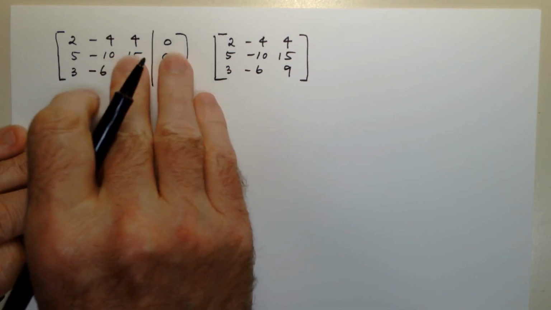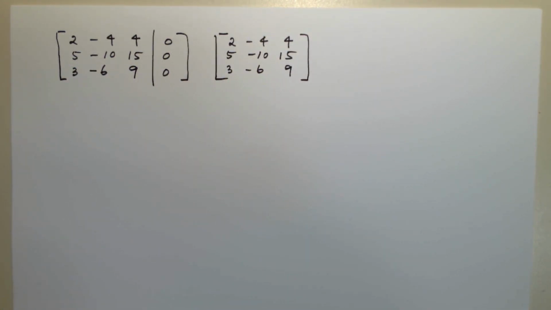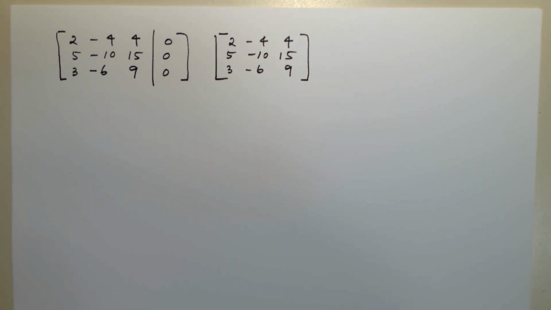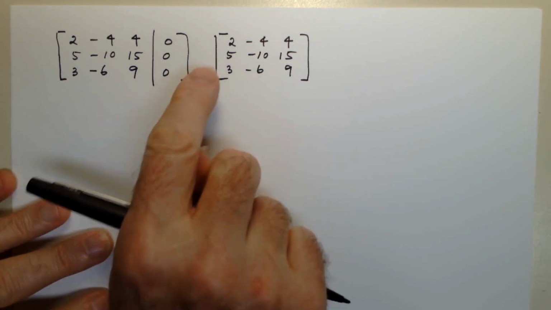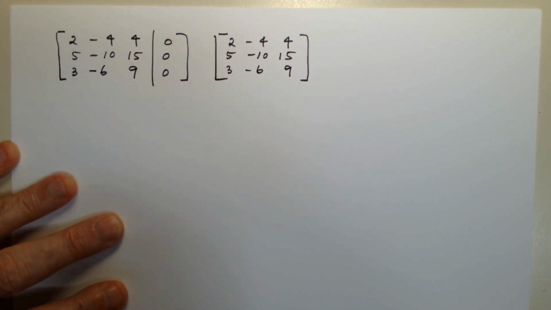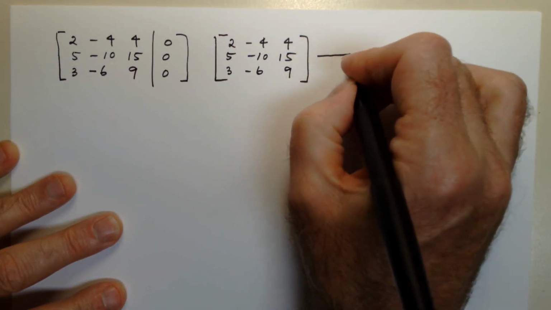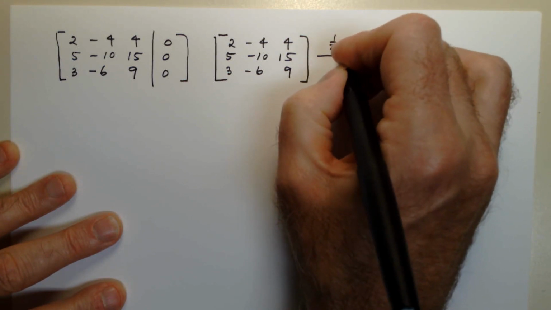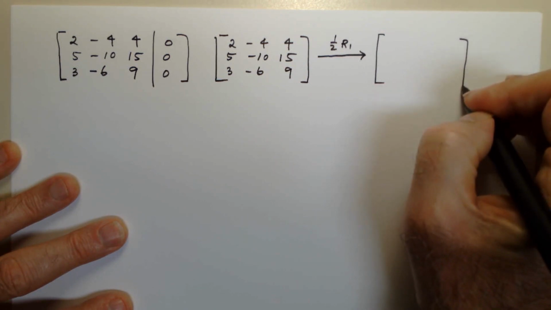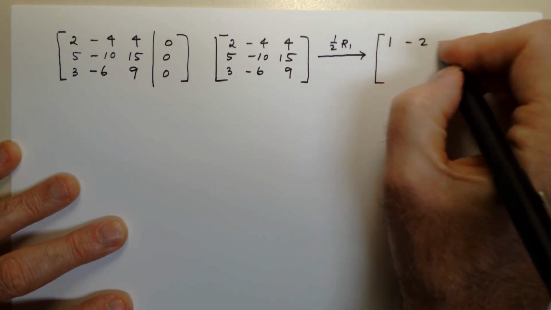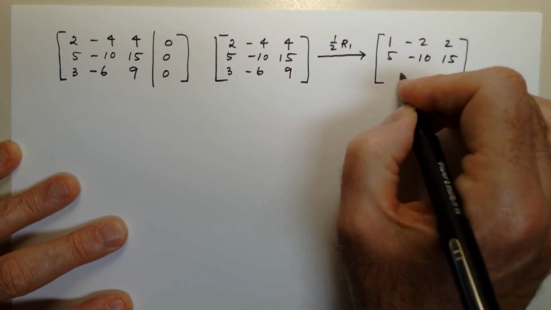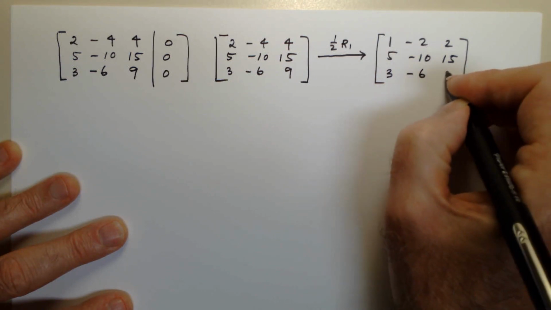All right, so typically we start here. Now what I want to do is go through a sequence of row operations to try to get this down into reduced row echelon form. The first thing I'm going to do is turn this leading entry in row 1 into a 1 by using 1/2 of row 1 as my operation. So I'm going to scale row 1 by a factor of 1/2. This is going to change only row 1. It's going to become 1, -2, and 2. Row 2 is unchanged, and row 3 is unchanged.